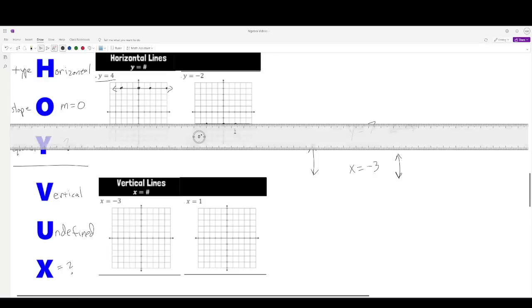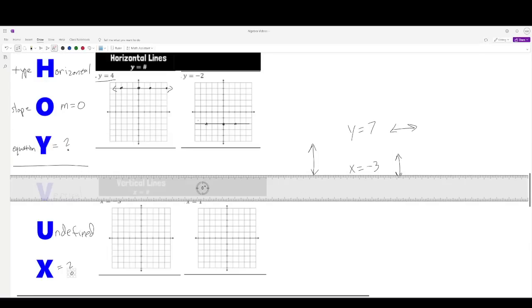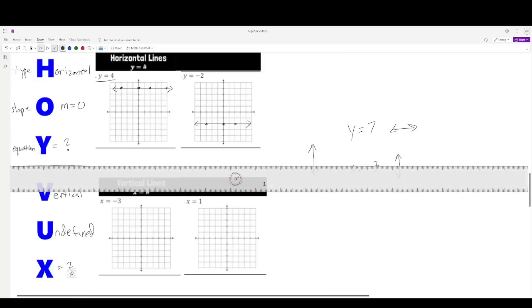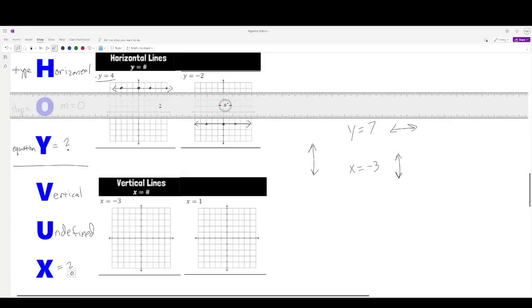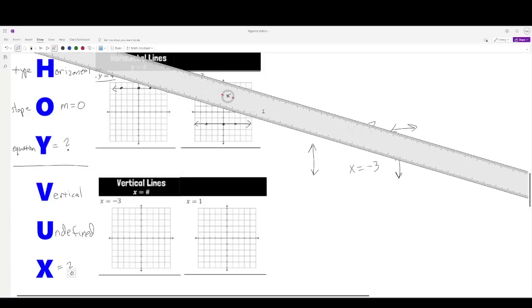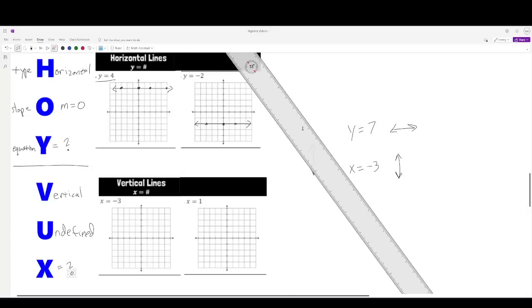So whichever way you choose to memorize it, I think that acronym can be very helpful for first starting out, like having a mnemonic or a mechanism to remember. HOYVUX can be useful for that. So if it helps you, absolutely use that. For vertical lines, we're going to need a 90-degree ruler here. Oh, come on, all the way around.